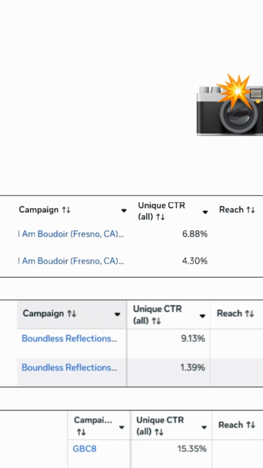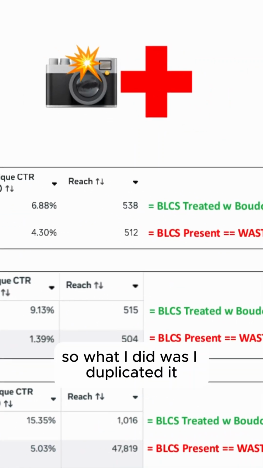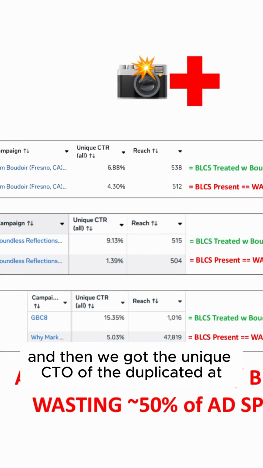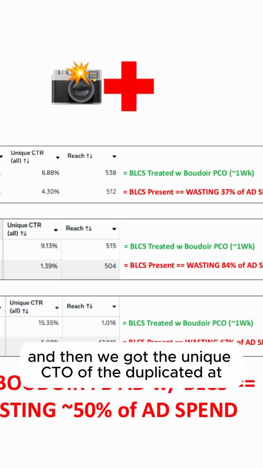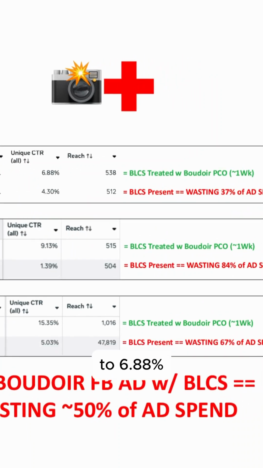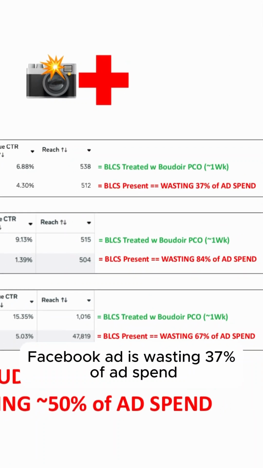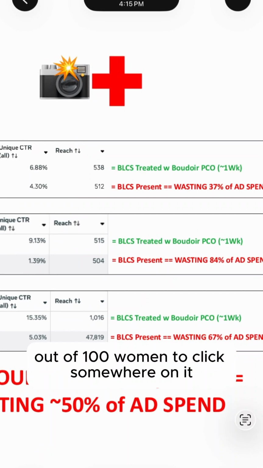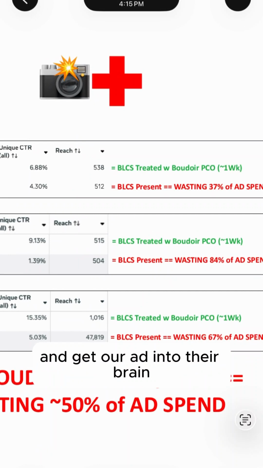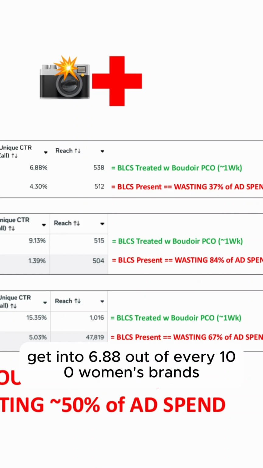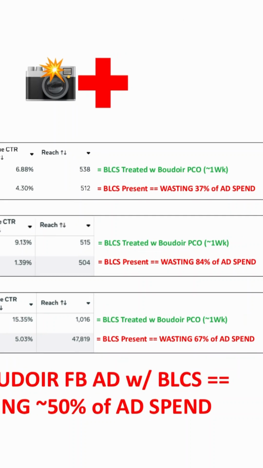So what I did was I duplicated it, treated it with Boudoir Pico, takes about a week, and then we got the unique CTR all of the duplicated ad to 6.88%. So way better. So we found out the original Boudoir Facebook ad is wasting 37% of ad spend by only getting 4.3 out of 100 women to click somewhere on it and get our ad into their brain. And the Boudoir Pico treated one is actually getting to 6.88 out of every 100 women's brains.